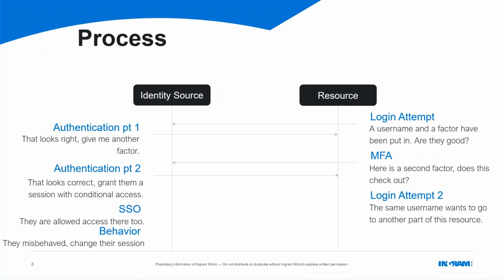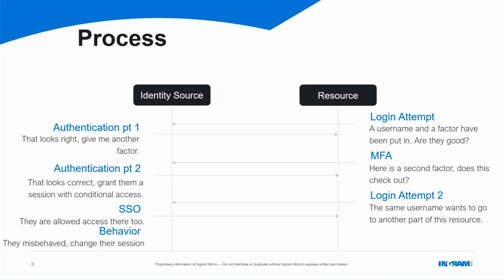Next, we have another login attempt, which in this case is sort of in quotation marks, where the user that's already logged in wants to do another part of this resource, something else within their SSO. This is the SSO part of things. The identity source says, yep, okay, that's within the scope of their SSO policies. So they're allowed access there too.